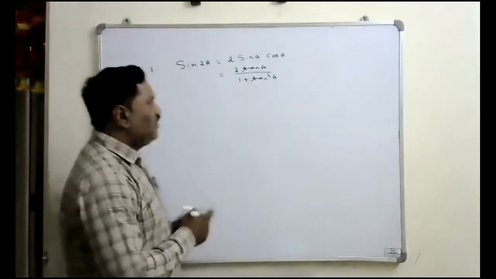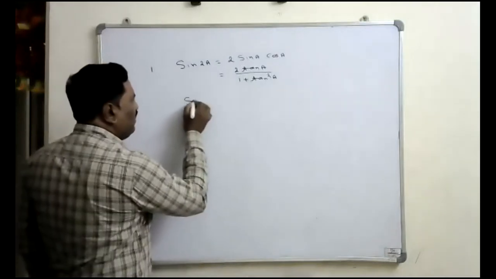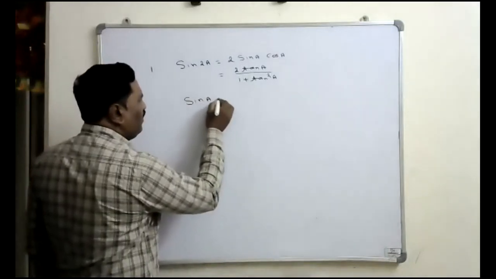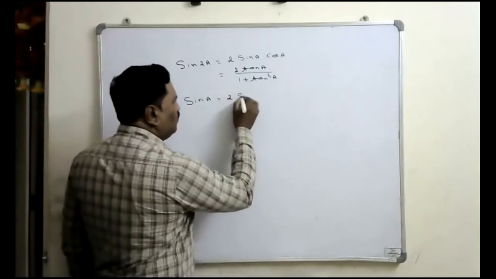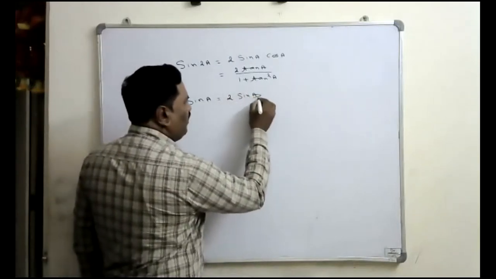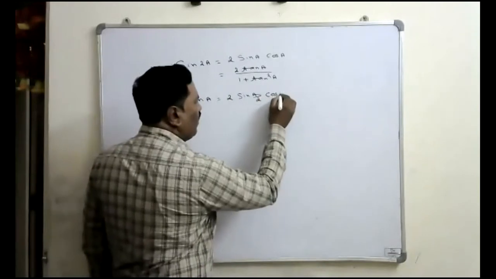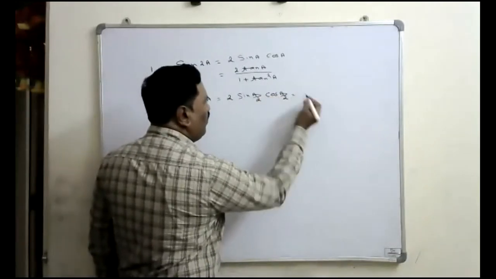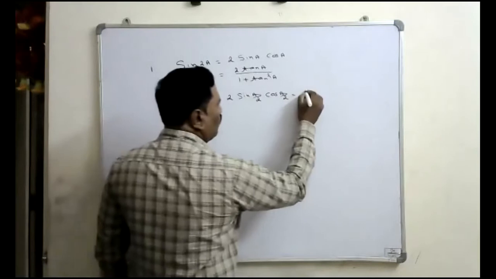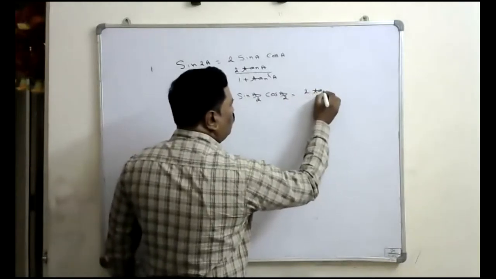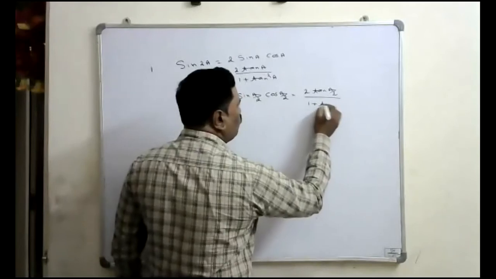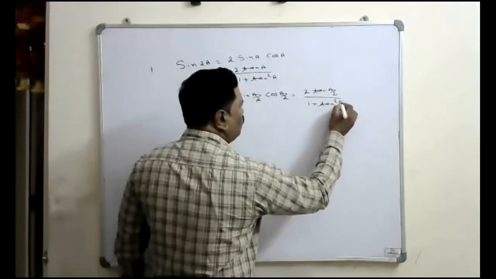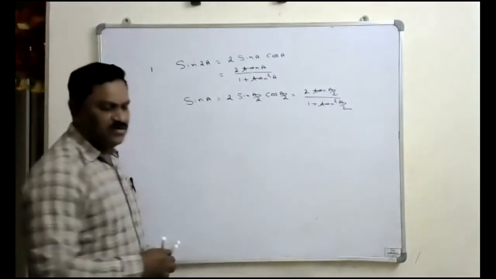Similarly, what is the formula for sine A? Sine A is 2 sine A by 2 into cos A by 2. That is also equivalent to 2 tan A by 2 upon 1 plus tan square A by 2. Like that, you can write the formula, right?